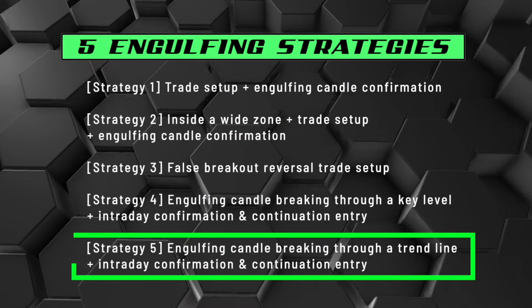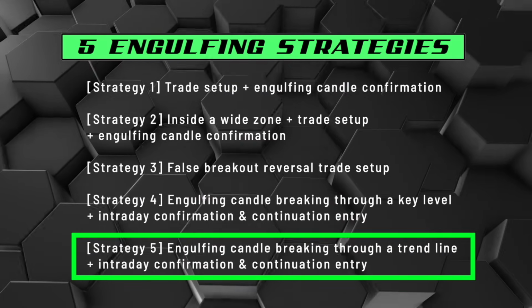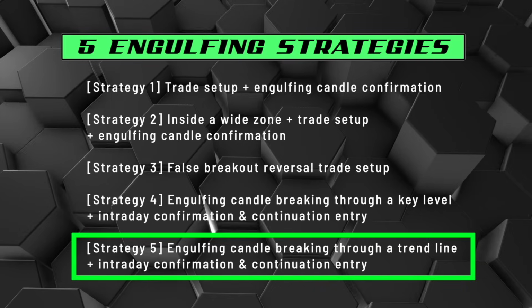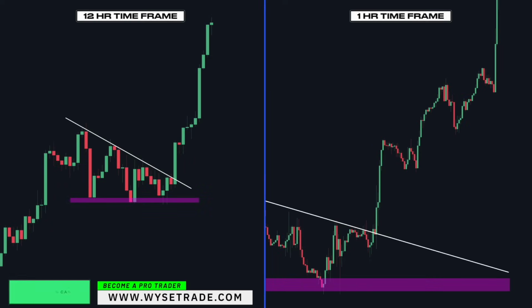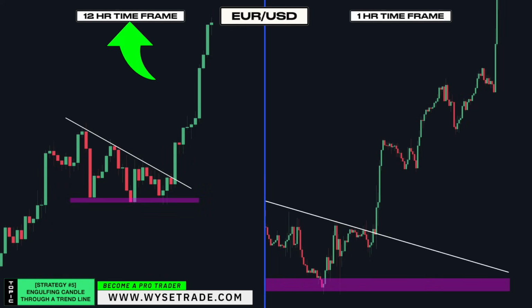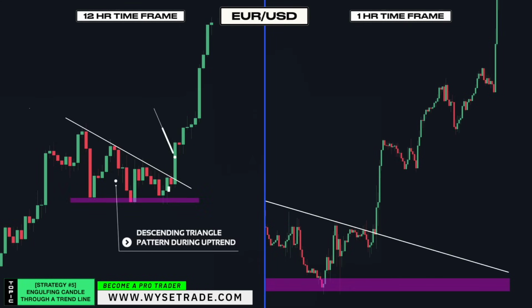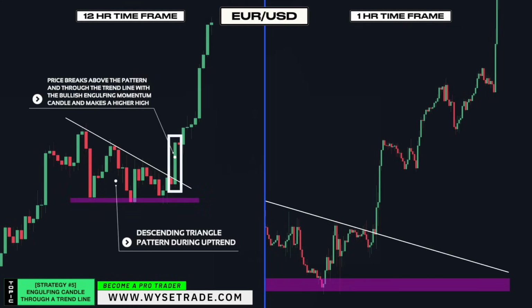So moving on to strategy number 5, which is an engulfing candle breaking through a trend line and looking for an intraday confirmation and continuation entry. This is the euro-dollar currency pair. On the left is the 12-hour time frame, and on the right is the 1-hour time frame. You had a descending triangle pattern. Price then breaks above the pattern and breaks the trend line with a bullish engulfing candle that makes a higher high. Now, how do you know if this is a real breakout or a false breakout?